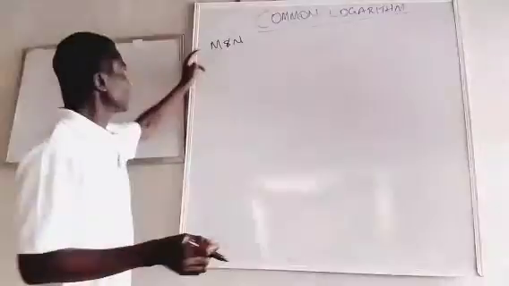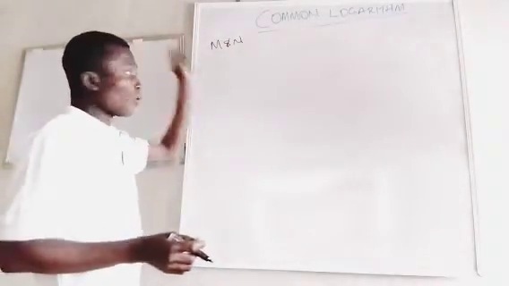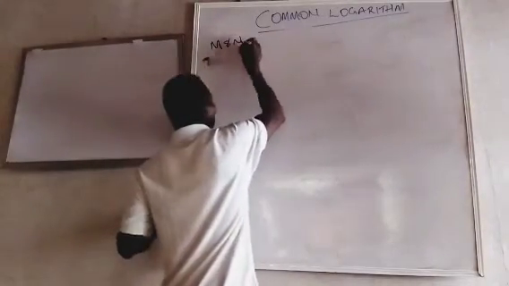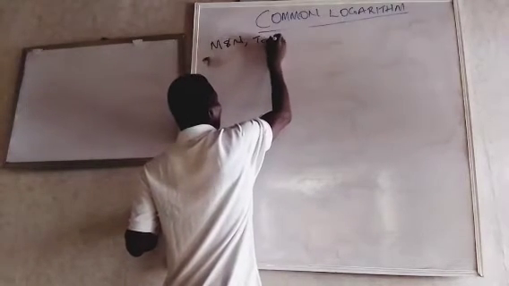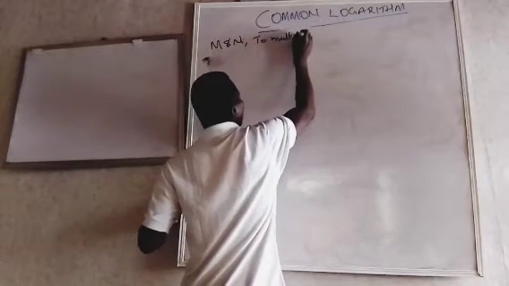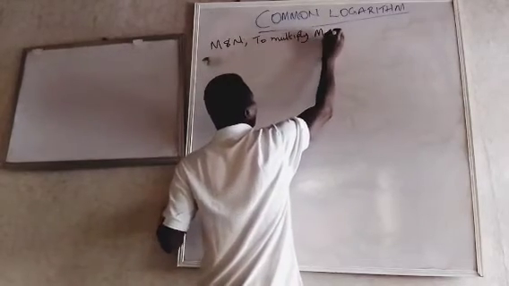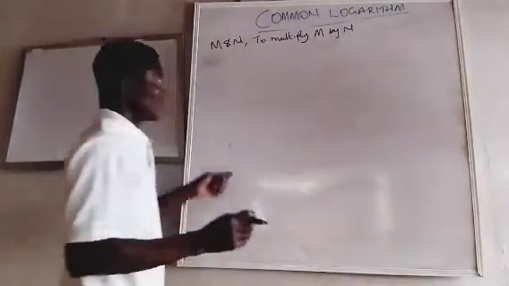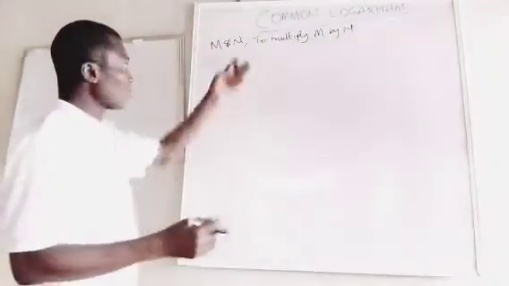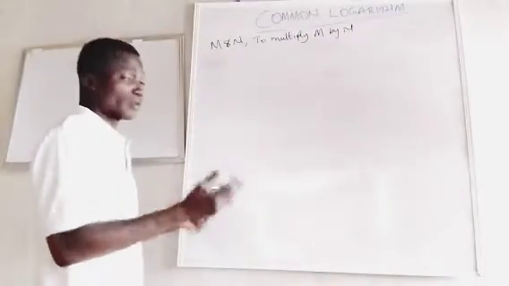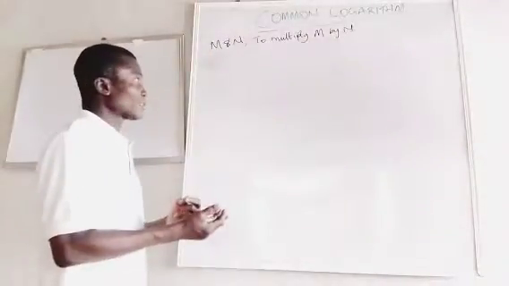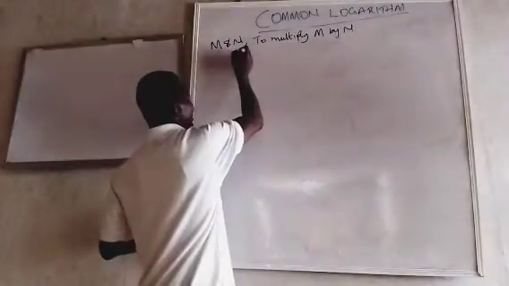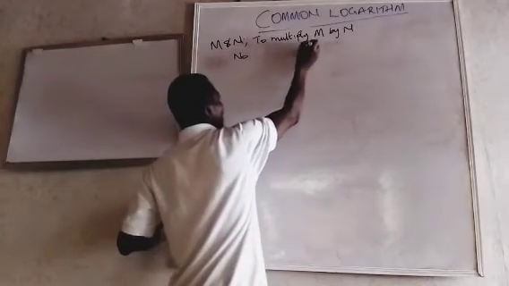If I want to multiply these two numbers, what will I do? I first of all find the log of n to multiply by n. I will find the log of n to the base of 10 from the table. I will add the two logs.